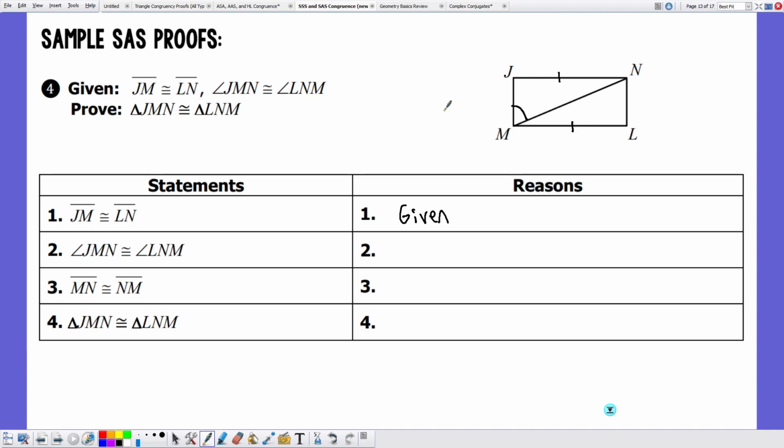wait, did I do that right? JMN is congruent with LNM, okay? And that's also given as well. So another thing that we can discover is the fact that MN is congruent with NM, which is basically stating that these two sides are the same. So that's the reflexive property.